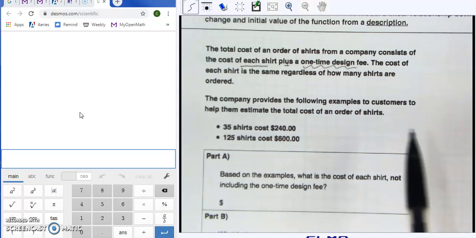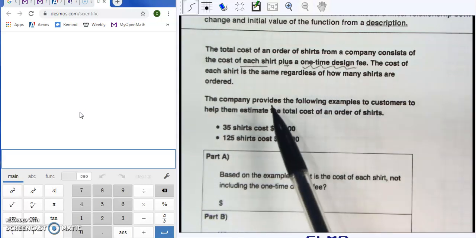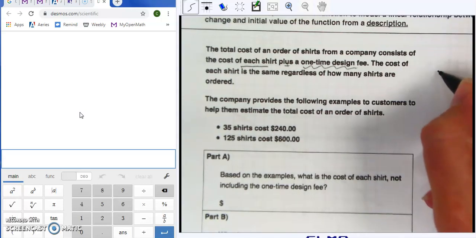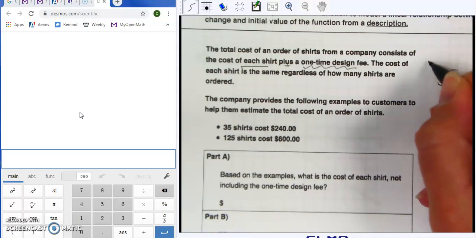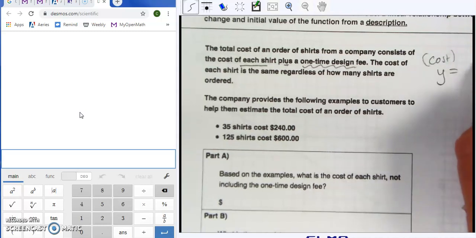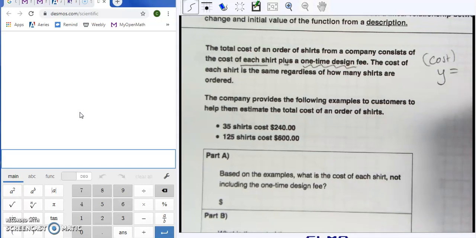The cost of each shirt is the same regardless of how many shirts are ordered. So we know our total cost. Let's call Y, cost. That's our total cost, is going to be equal to our one-time fee, our fee, plus the cost per shirt. Cost per shirt.